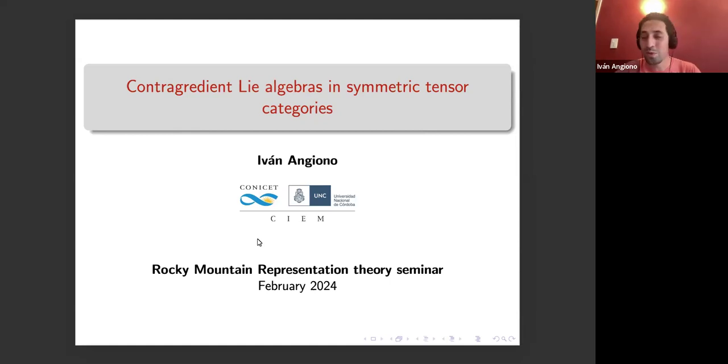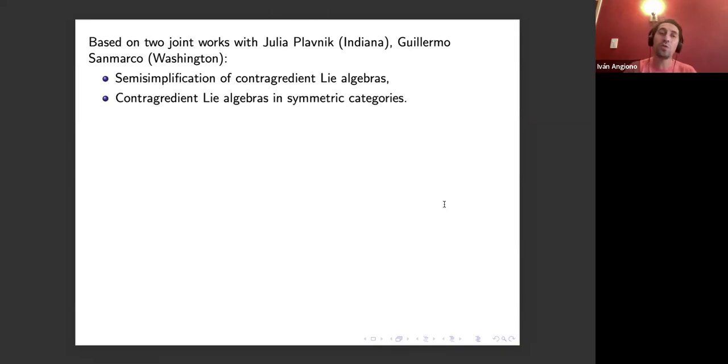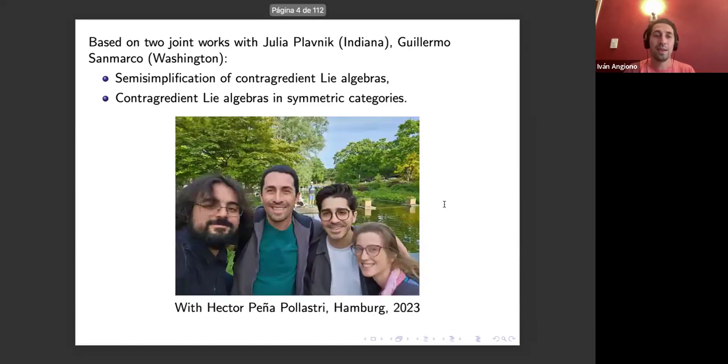What I want to talk about today is some work, a joint work with Julia Plavnik and Guillermo Samarco, two other people from FAMAF here in Córdoba, but now in the US. The first one is about semi-simplification of contragredient Lie algebras. And the second one is about how to introduce the notion of contragredient Lie algebras in symmetric tensor categories. Here you have Julia, Guillermo, and also Hector in this photo.